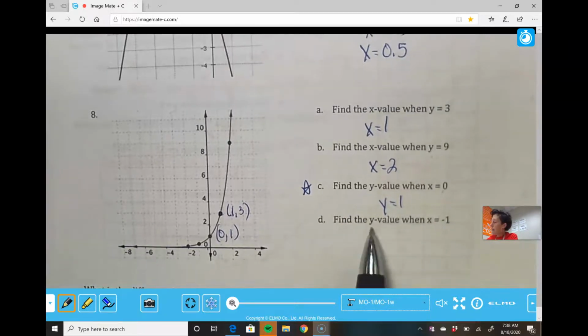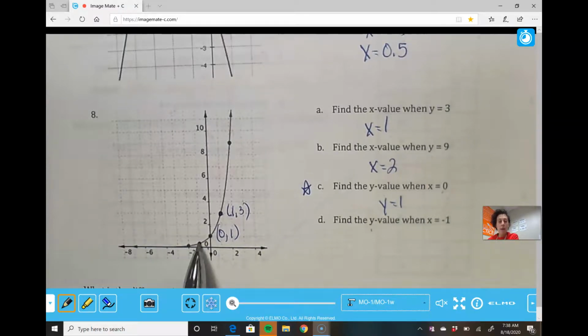And finally, find the y value when x is -1. So I'm going to go over 1, and now I'm going to go up or down. I'll go up, and I'm just going to estimate that to be about a half.